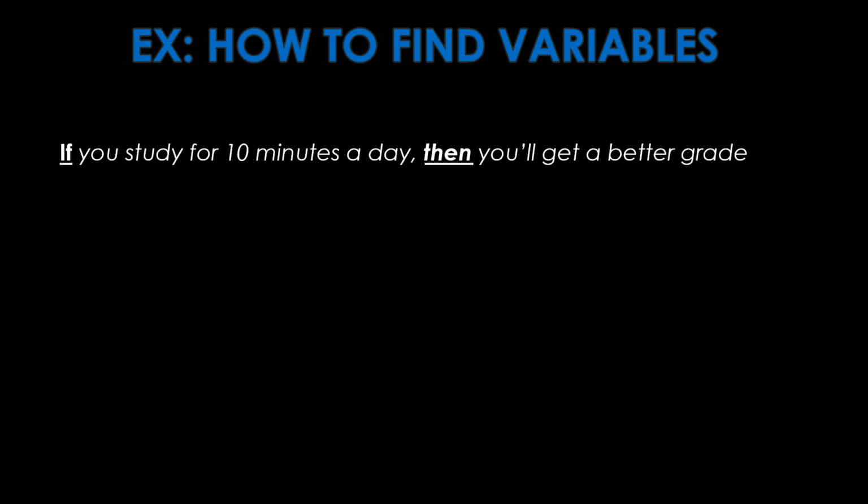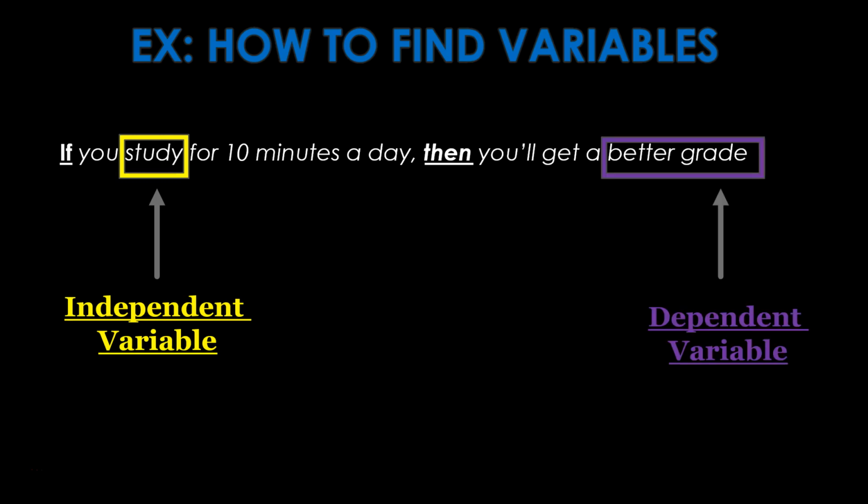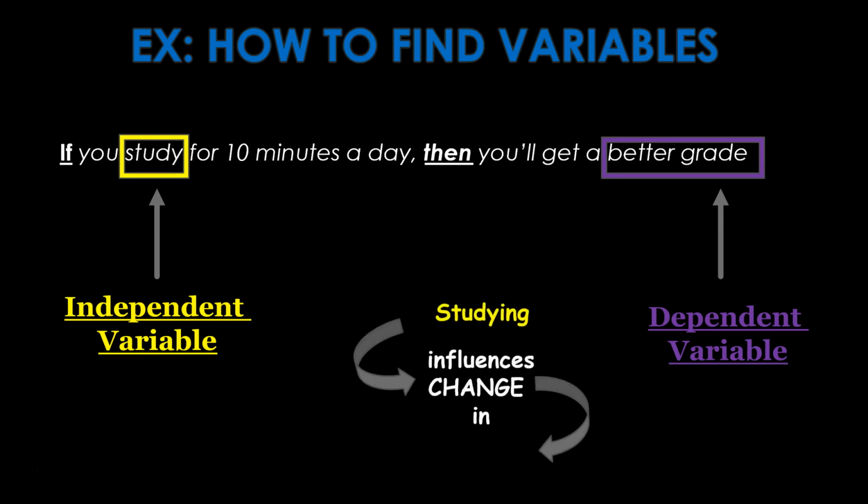Take this for example. If you study for 10 minutes a day, then you'll get a better grade. What am I going to do, or what am I going to experiment with? I'm going to experiment with studying. That's my independent variable. What am I going to measure as the outcome? I'm going to measure my grade. That's the dependent variable. So in this situation, does studying influence change in my grade? Okay.